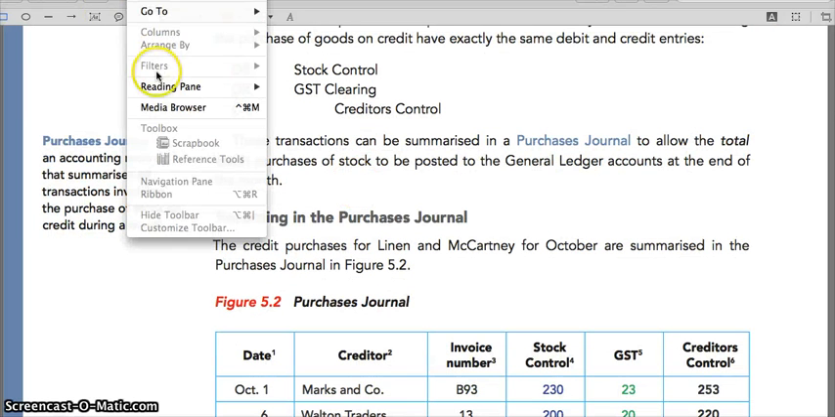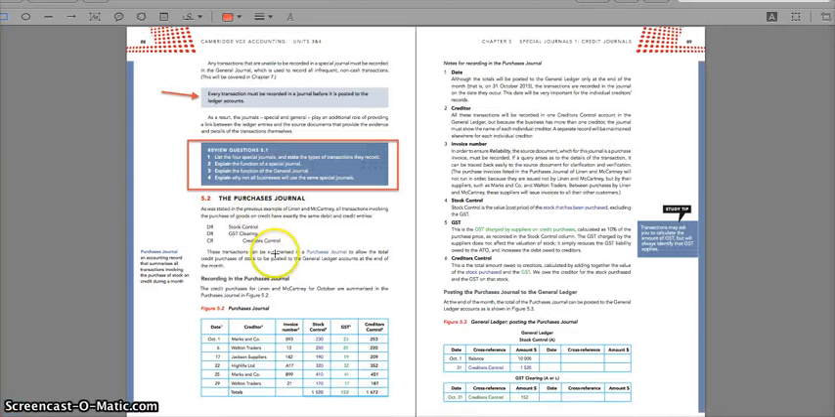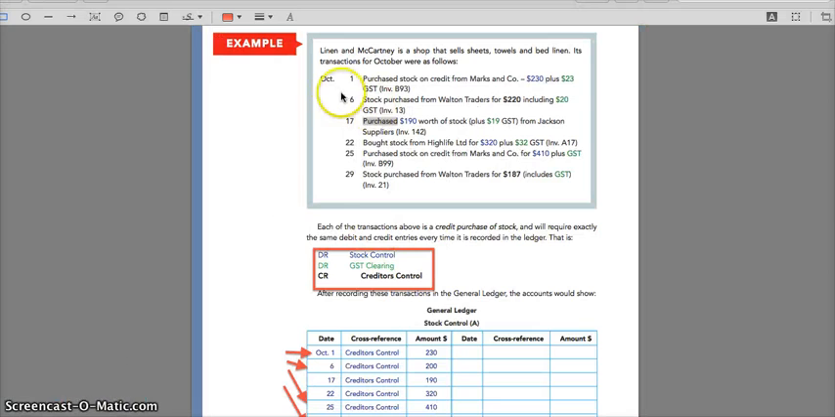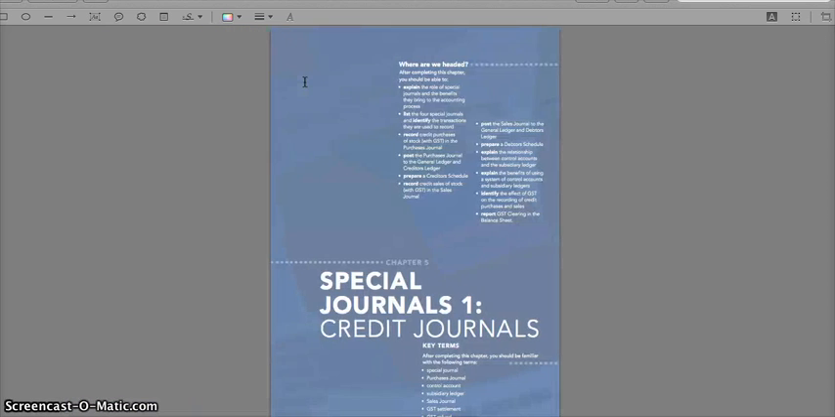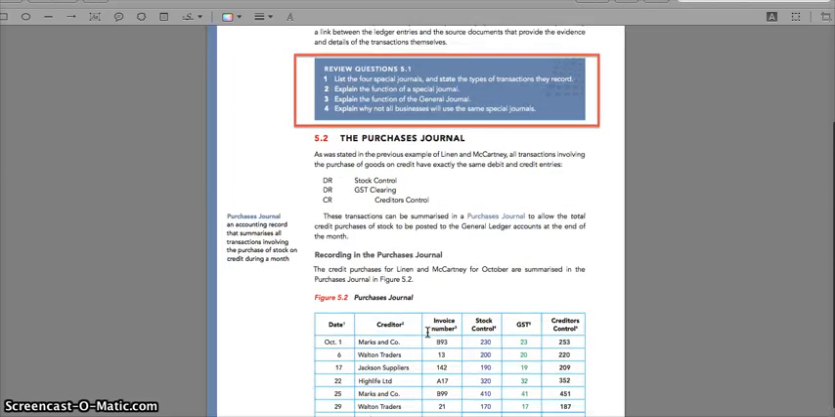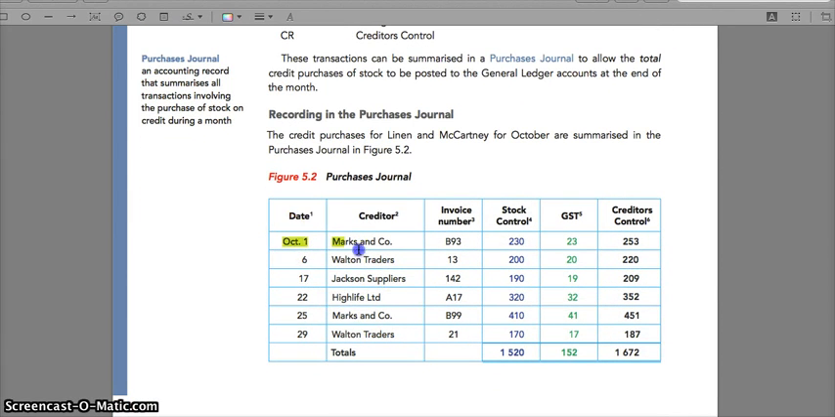Okay, so we can see an example here. If I just change the view to 2 pages, we can see the transactions here. So for example, the purchase of stock on credit from Marks & Co. So $230 plus $23 GST. Okay, so we can see here that that transaction is then summarized here.